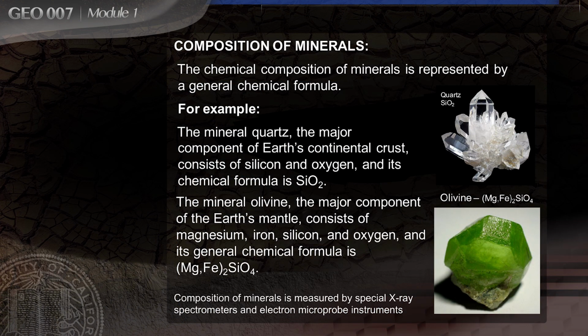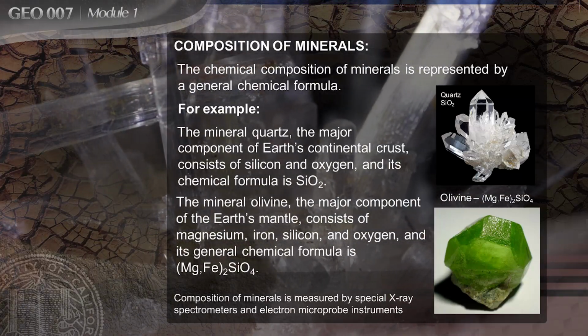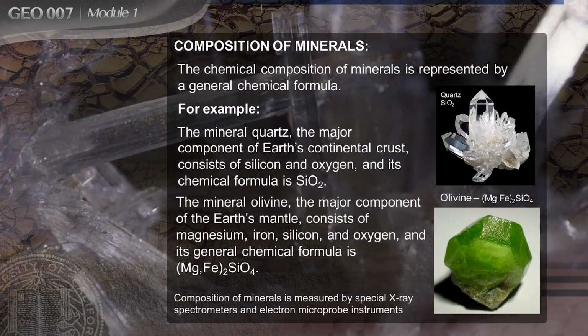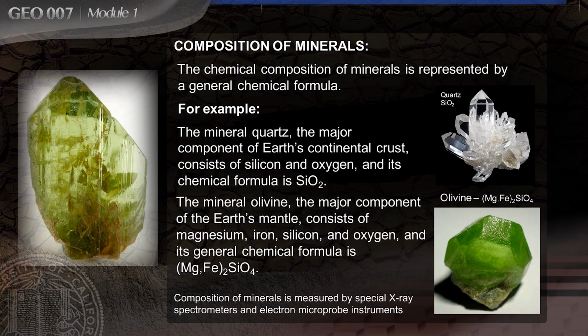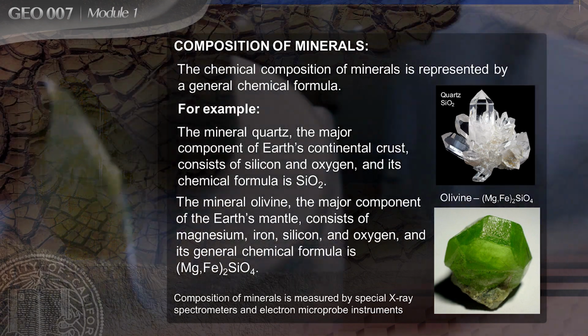The chemical composition of minerals is represented by a general chemical formula. For example, the mineral quartz, the major component of Earth's continental crust, consists of silicon and oxygen, and its chemical formula is SiO2. The mineral olivine, the major component of the Earth's mantle, consists of magnesium, iron, silicon, and oxygen, and its general chemical formula is 2 atoms of magnesium or iron, 1 atom silicon, and 4 atoms oxygen. The composition of minerals is measured by special X-ray spectrometers and electron microprobe instruments. They will be shown in the virtual laboratory section.